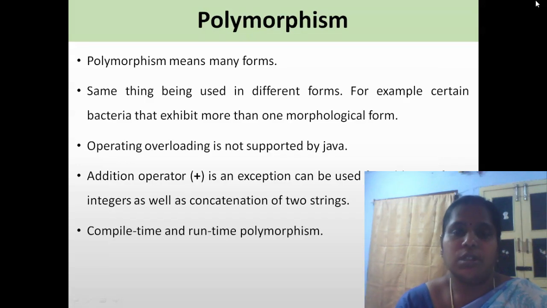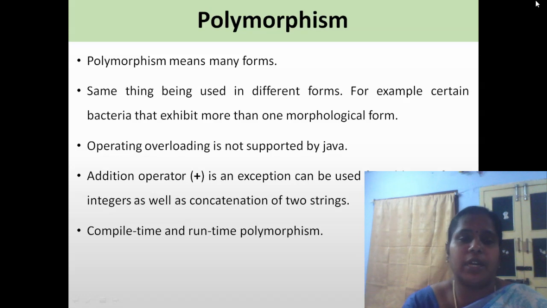So polymorphism means many forms. It means making one function act with a different behavior. Overloading is the concept that can support polymorphism. The basic two types of polymorphism are compile time and runtime.